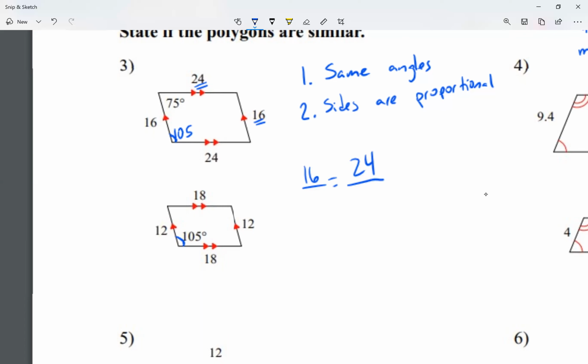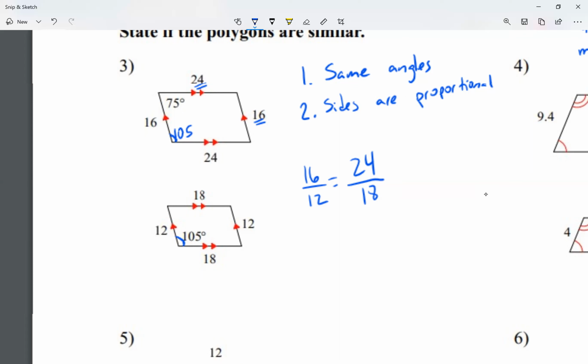Notice I'm going to write fractions. Okay, so notice I wrote both of them on the top. Now my 24, on the other figure, 24 goes with 18. And 16 goes with 12. So there's two ways I can do this. I can simplify my fractions, and they should simplify to the same thing. Or I should cross multiply, and they should equal the same thing.